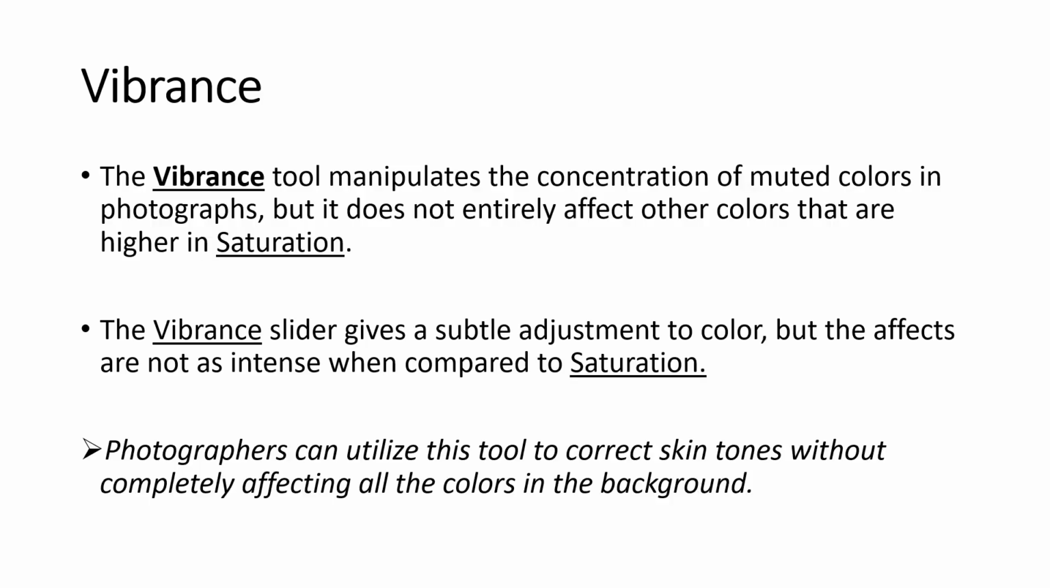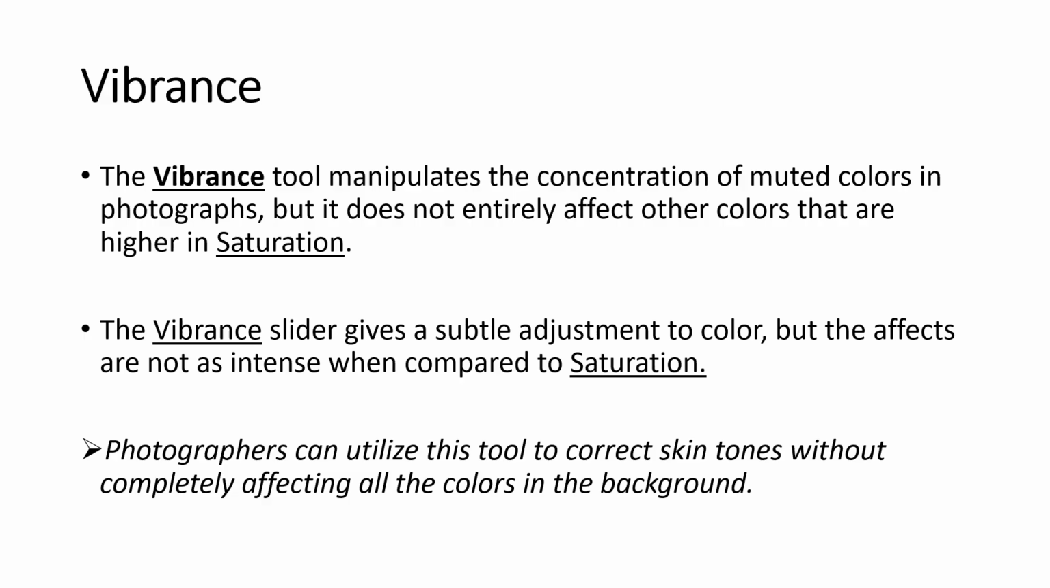Moving on, Vibrance. Now, the Vibrance tool manipulates the concentration of muted colors in photographs, but it does not entirely affect the other colors that are higher in saturation. So the Vibrance slider gives a subtle adjustment to color, but the effects are not as intense when compared to saturation. Now, photographers can utilize this tool to correct skin tones, and they can do this without completely affecting all the other colors that are in the background.